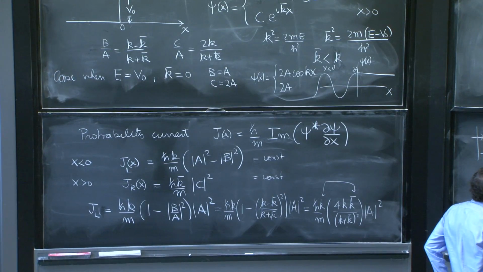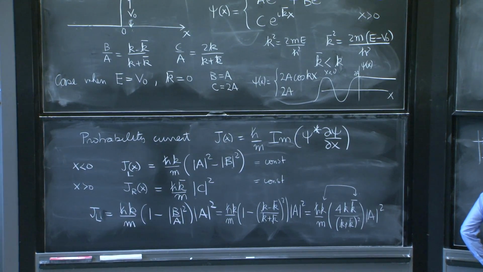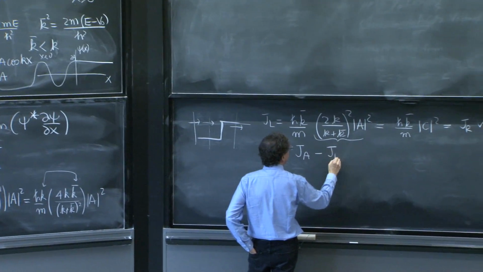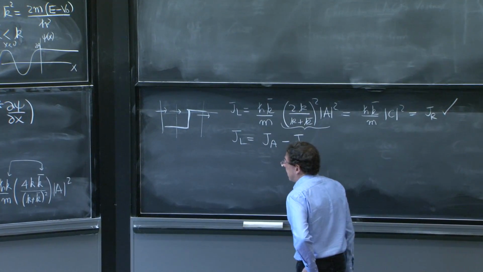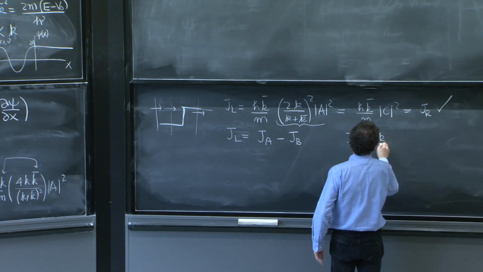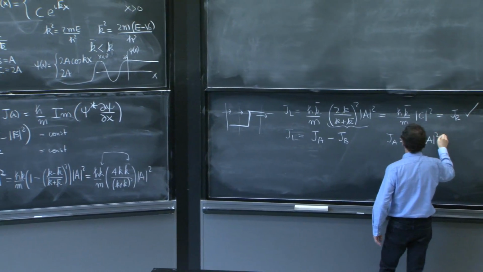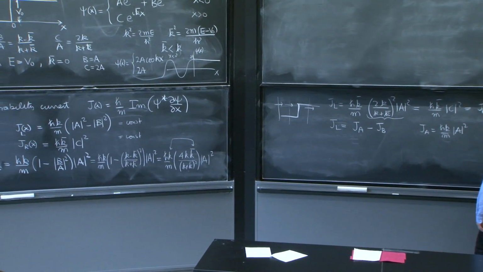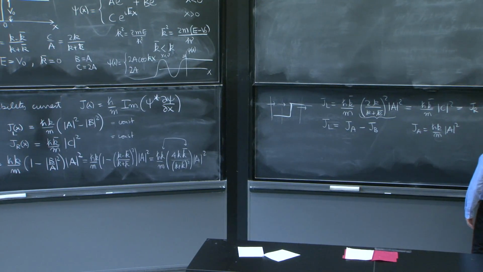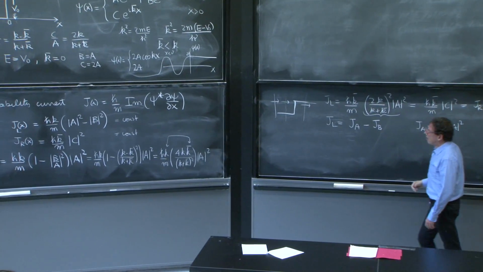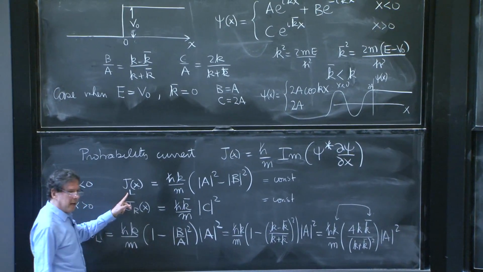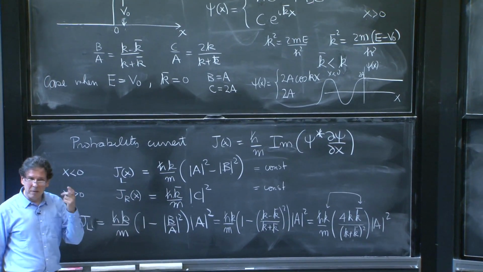We can write, however, J left as J of A minus J of B, where J of A would be h bar k over m times A squared, and J of B would be h bar k over m times B squared. You see, the current that exists to the left of the barrier has two components, and it's very intuitive.